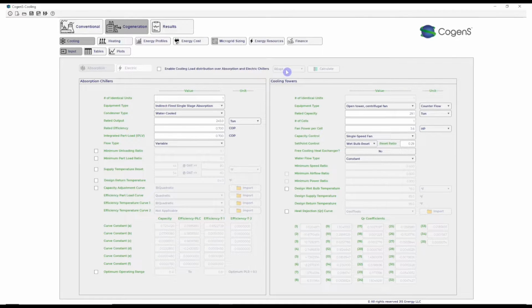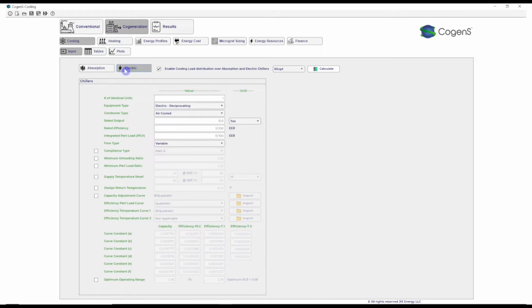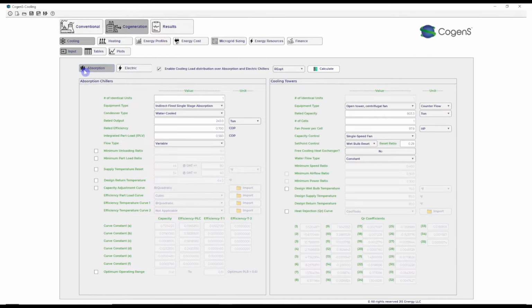In CogenS, there are 3 different methods to do this, but before we discuss these methods, first, we need to enable the distribution of the cooling load over a system of electric and absorption chillers and define the chiller types and efficiencies. Since we have already studied the most suitable electric chiller system for our project in the conventional section, we can use the same electric chiller specifications.